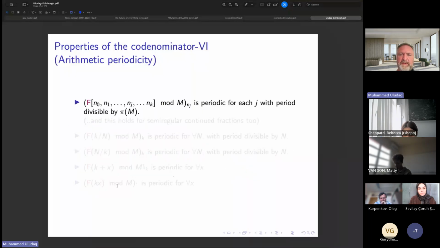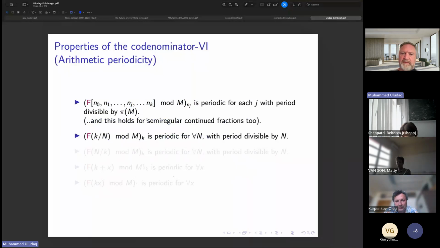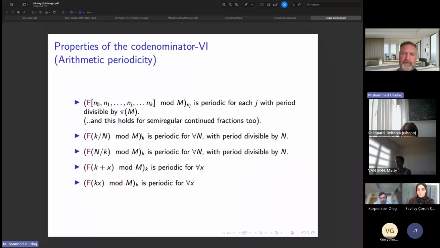Pisano is just another name for Fibonacci, by the way. Similarly, we have several periodicities. For example, if we fix all components here, but move just one of them, the jth component, as it goes 1, 2, 3, 4, 5, etc., this sequence is periodic modulo m for any m. And in fact, we can show that the period is divisible by the previous period, the Pisano period. This is true for semi-regular continued fractions as well, and there are several similar periodicity formulas.